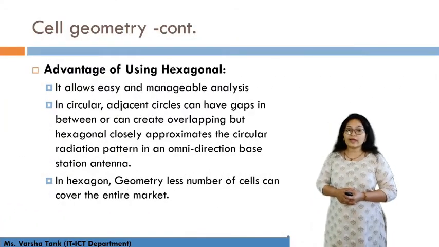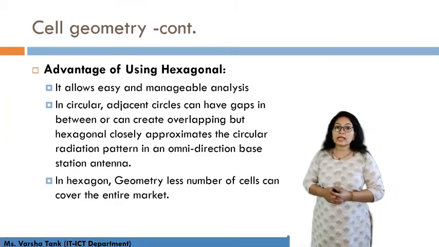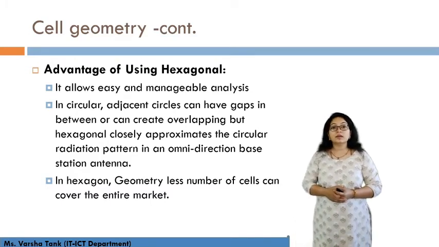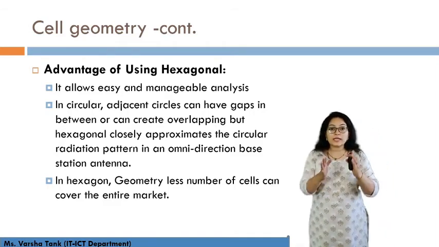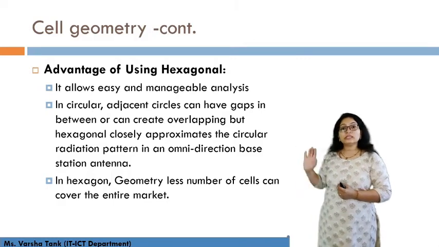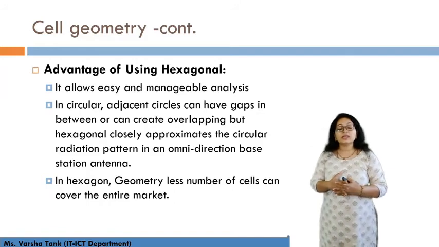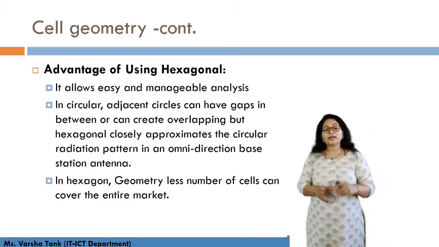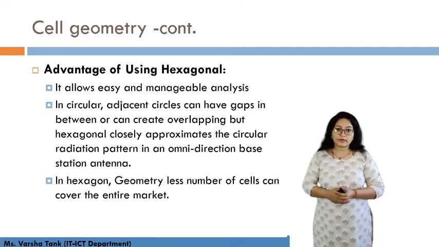Now, what are the advantages of using the hexagonal? Here you can see it allows easy and manageable analysis. With circles, adjacent circles can have gaps in between or can create overlapping, but the hexagonal closely approximates, as you have seen in the figure, the circular radiation pattern in an omnidirectional base station antenna. What is omnidirectional? Omnidirectional means the antenna radiates the signal in all directions. That is known as omnidirectional.